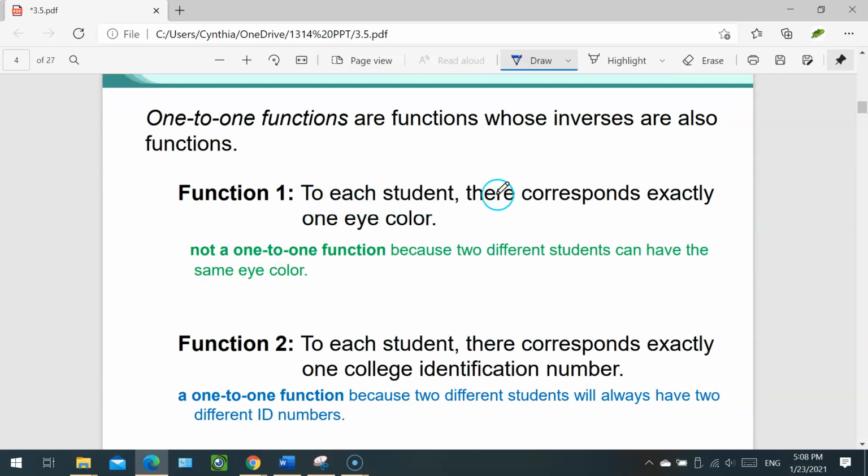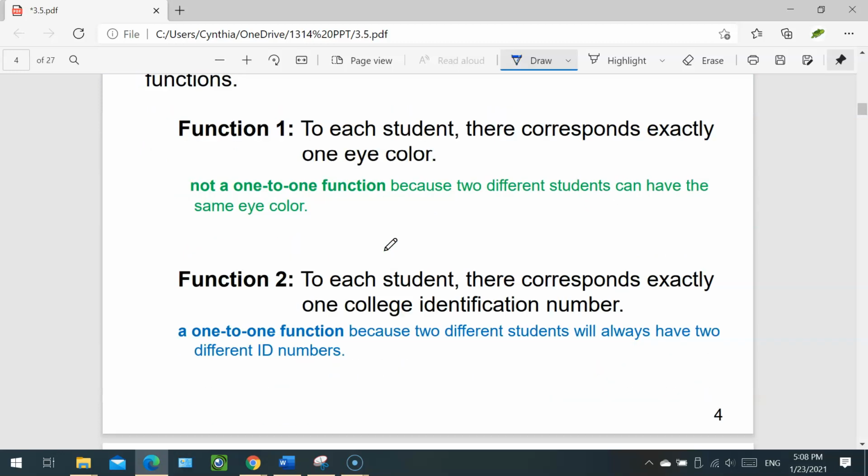Each student corresponds to exactly one eye color. This is not possible because with eye color, it is very easy to have two students share. Two students have the same eye color, right? So this won't be a one-to-one function because two students can have the same eye color.